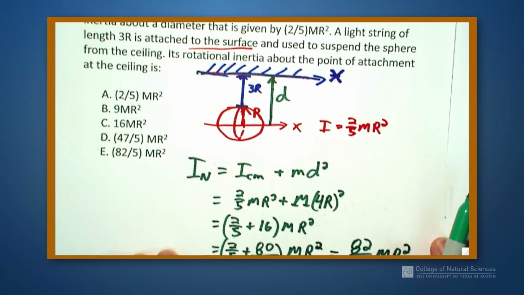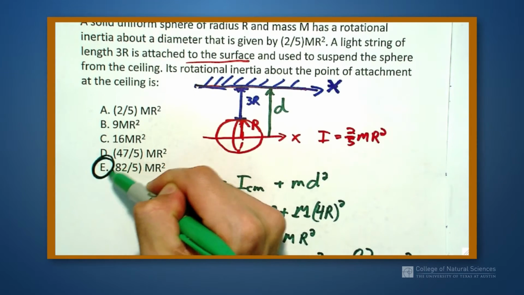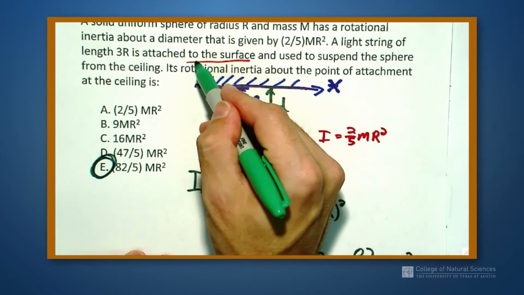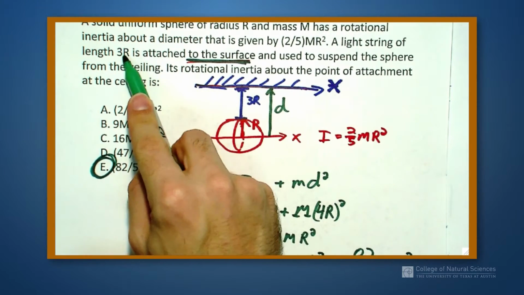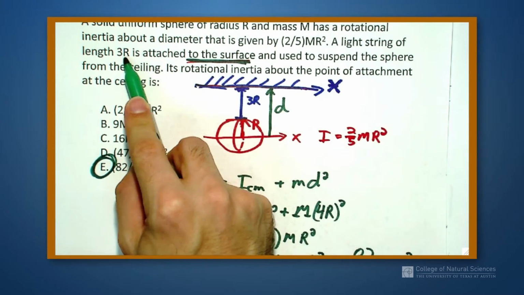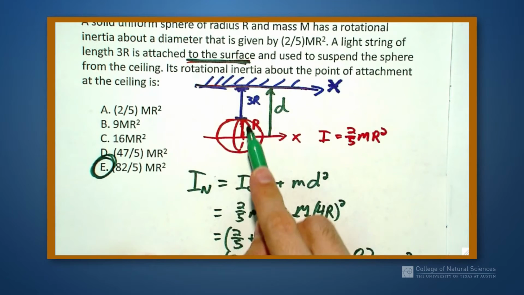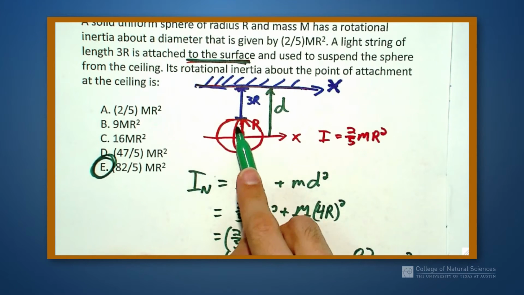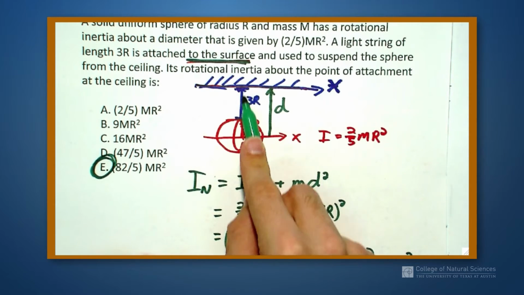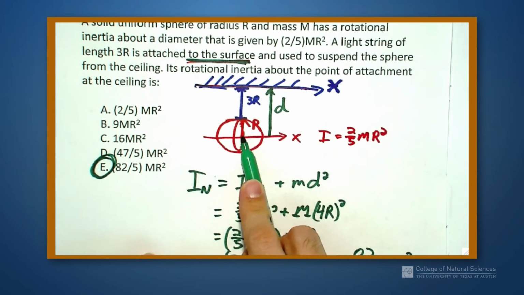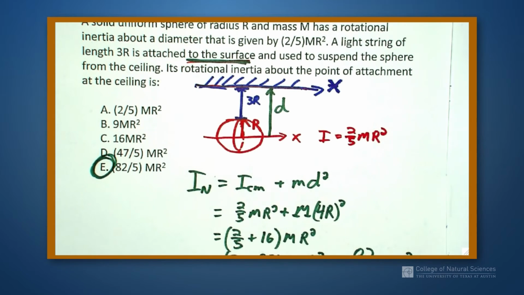So I look at my answer choices, and answer choice E is the right one. One of the very common mistakes people will make is that they attach it to the wrong spot. They think that we move a distance of 3r, but we really move a distance of 4r because we attach that string of length 3r to the outside edge, not to the center of the sphere. So a little bit subtle in terms of its wording, but not a bad problem to solve.